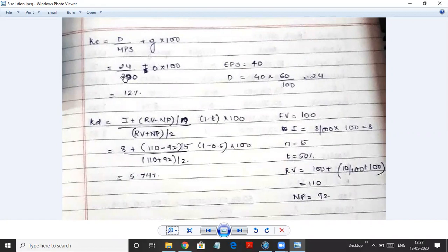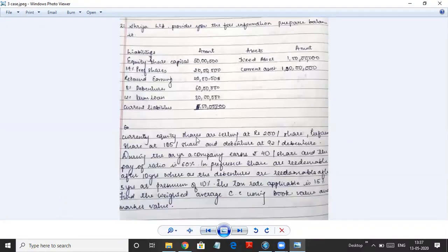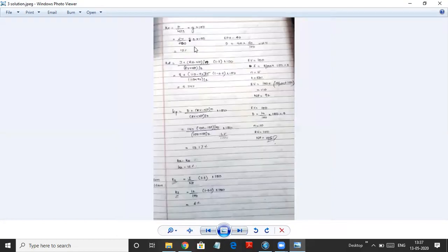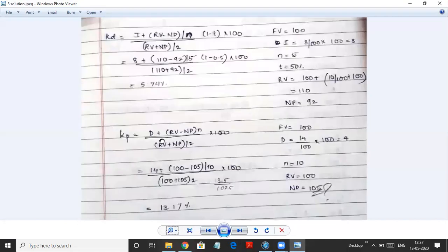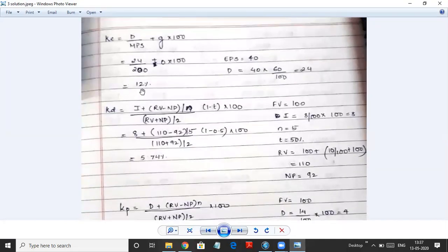So dividend 24 divided by market price per share 200, plus they have not given you the growth rate, so 0, into 100. Market price per share, if you see here, equity shares are selling at rupees 300 and nothing about the growth rate is mentioned. So 24 divided by 200 plus 0 growth rate into 100, we get the cost of equity as 12%.